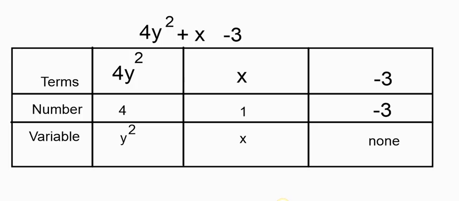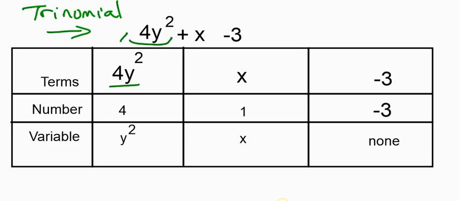So let's take a look at this trinomial. As we break down this trinomial, we want to understand the different pieces that are available on each of the terms. So we have 3 terms. We have 4y squared, right? We have an x, right? And we have a -3. Those are the 3 terms that we see in this trinomial.